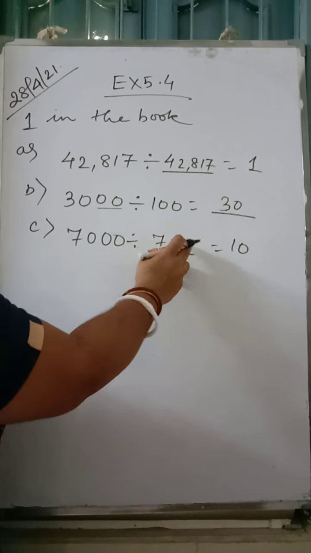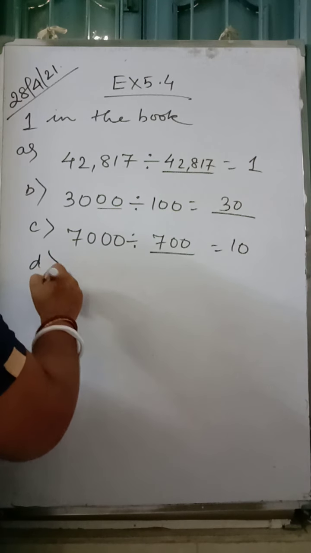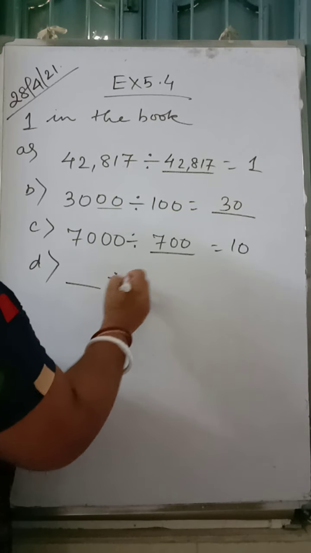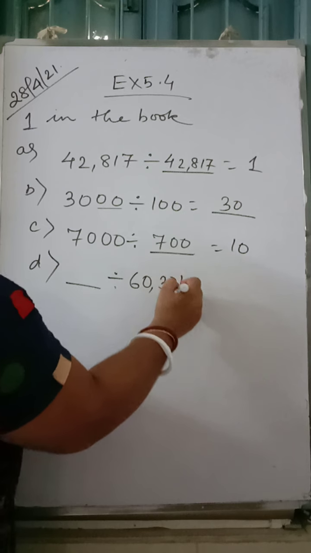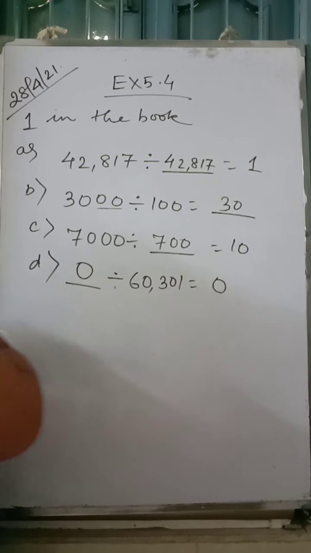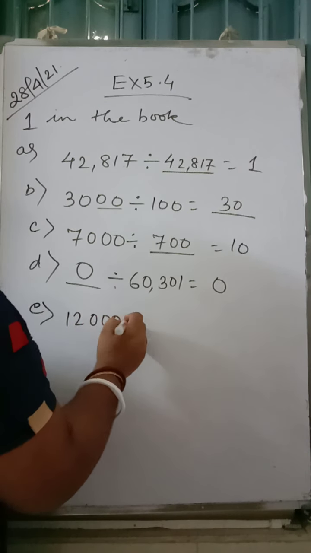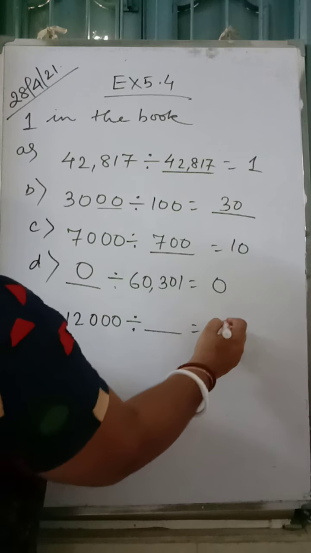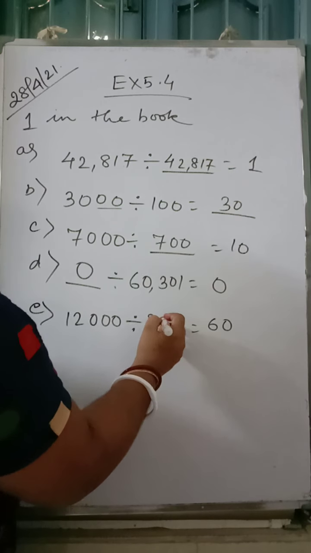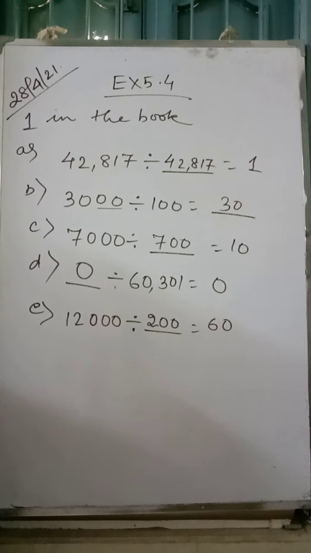7 ones are 7, then 2 zeros will cancel 1. Dash divided by 60,301 is equal to 0. So any 0 divided by any number, the answer is 0. Number E, 12,000 divided by dash is equal to 60. 60 twos are 120, so if we divide by 200, it will be 60. Is it? Now question number 2, it says divide and find the quotient and remainder for each of the following.